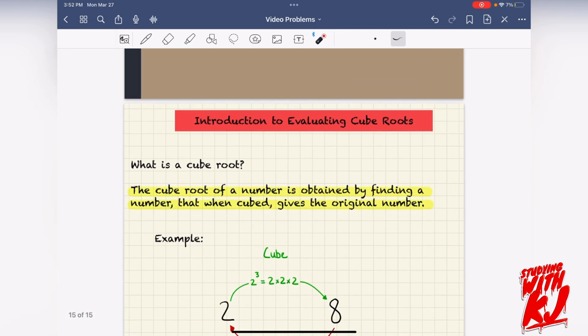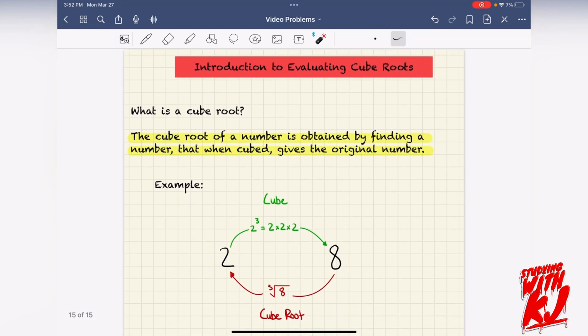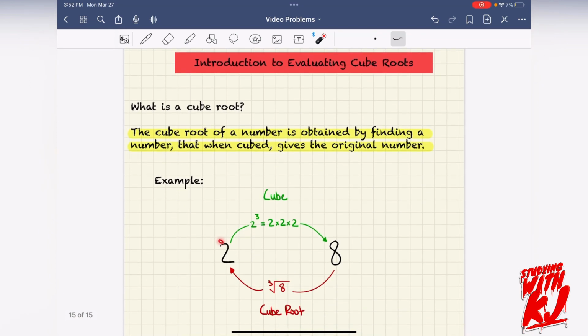And this example gives a visual of our definition. So as you can see, we have a 2 and an 8. Now, in order to truly understand how to cube root a number, you must first understand how to cube a number. That's why this part of the definition is so important. So when you cube a number or raise a number to the power of 3, both mean the same thing, you're multiplying that number by itself 3 times.